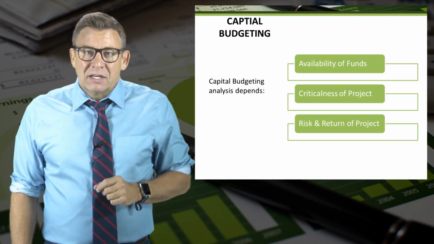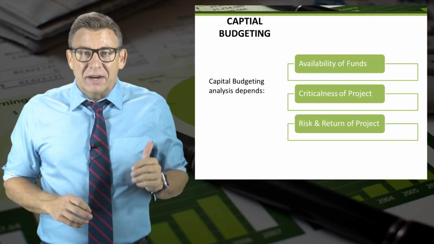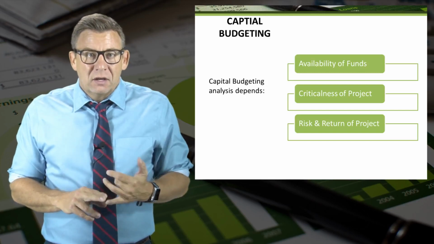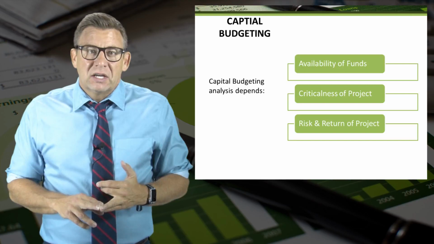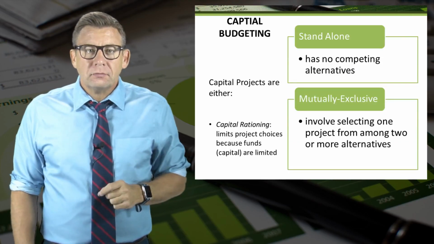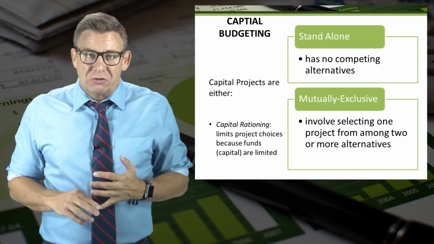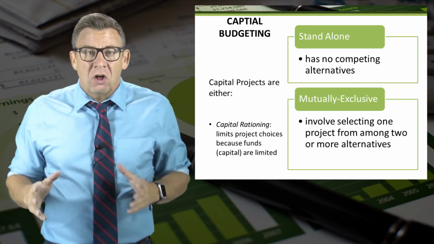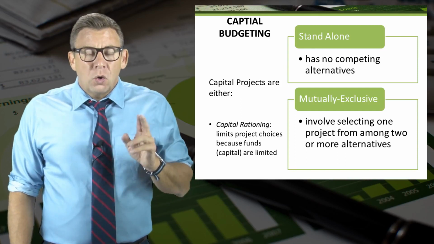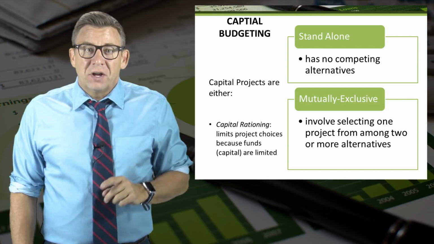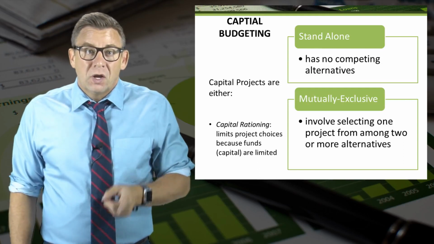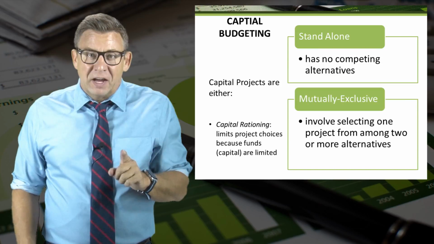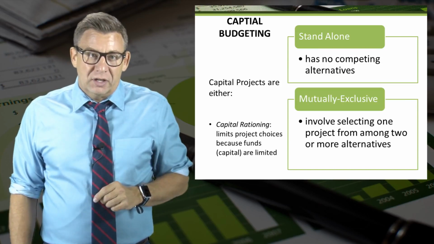Capital budgeting analysis depends on a number of things. I've simplified them here into three general categories: the availability of funds to undertake new projects, the importance and criticalness of the project, and risk and return of a project. Capital projects can either be standalone projects, where there are no competing alternatives, or the company has funds available to acquire all the projects that meet minimum requirements, or mutually exclusive projects, which involve choosing from competing alternatives, usually because funds are limited. This concept of having to choose between various projects because funds are limited is called capital rationing.